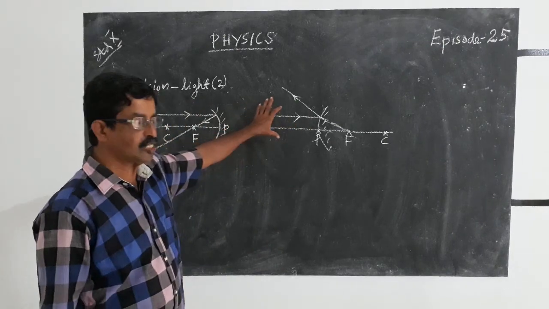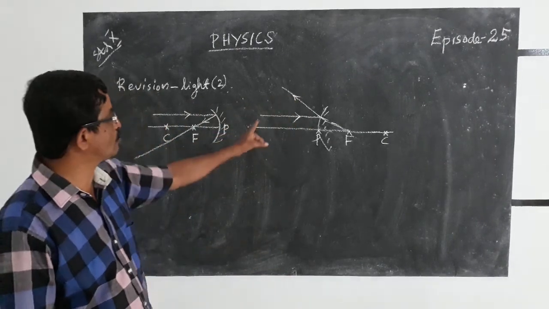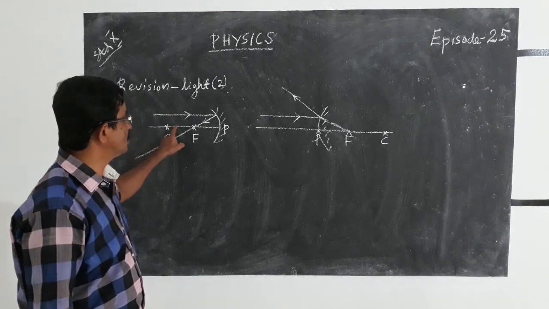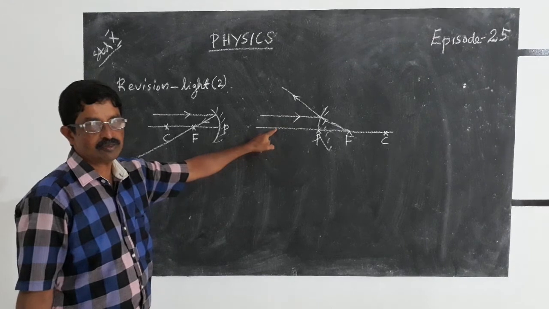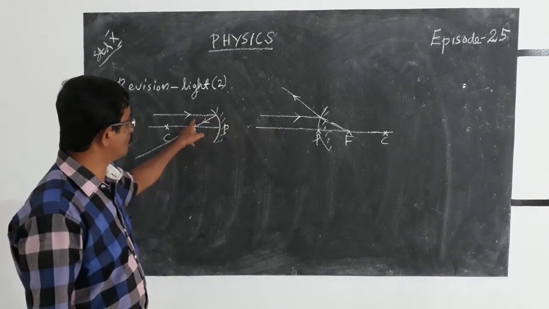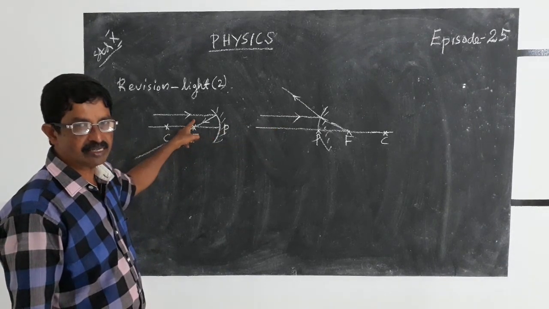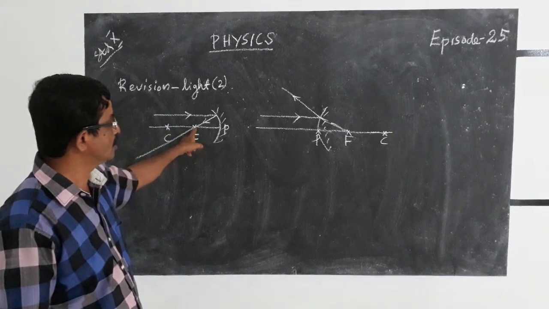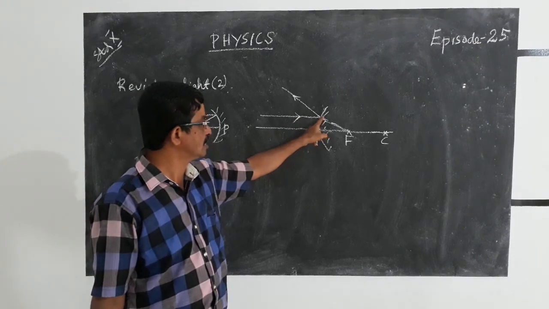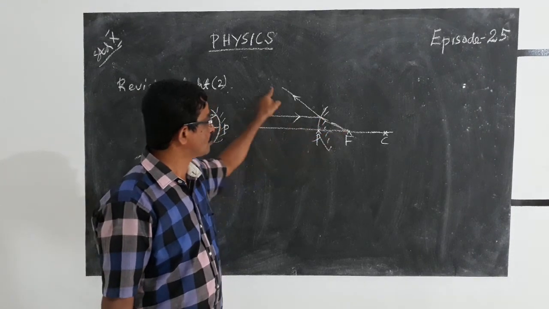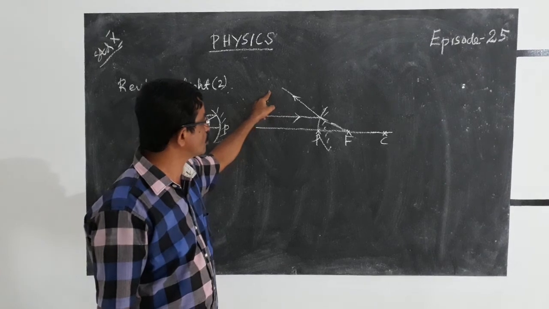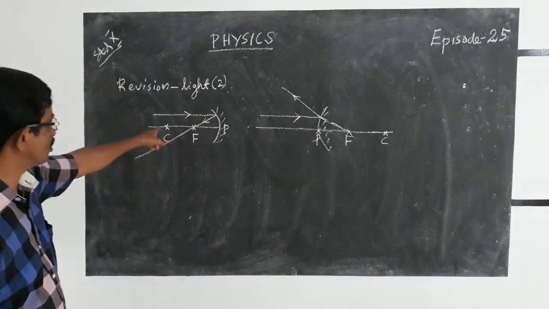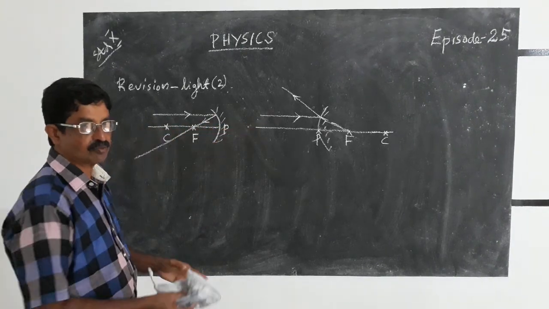In these two cases, light rays are parallel to the principal axis. In the case of a concave mirror, the reflected ray passes through the principal focus. Here, in the convex mirror, the reflected ray appears to be coming from the principal focus of the mirror. Now, you want to remember these two.